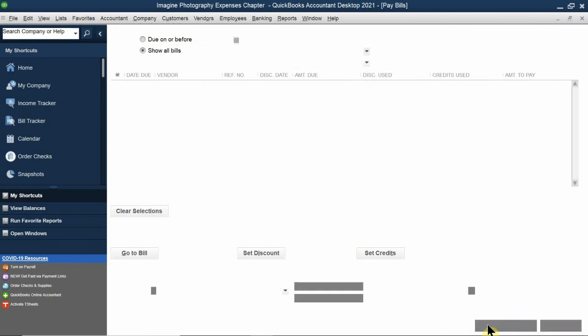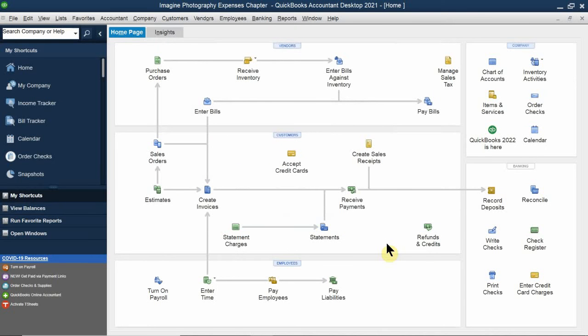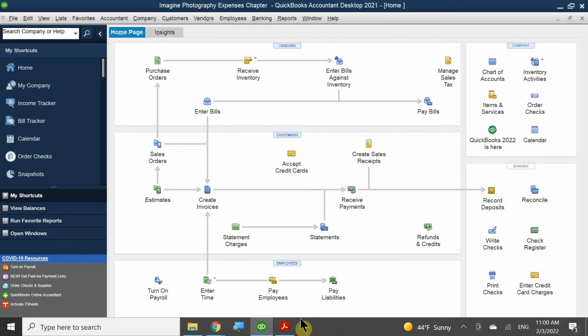Okay. So once I have that, I'm going to go ahead and click process checks. Okay. And I'm going to click done. All right, so that's the same thing. If you get a refund as well, you would have to be able to do that as well. So again, we're going to make a credit from a vendor, make a deposit, and so on and so forth. So that's how we use vendor credits.